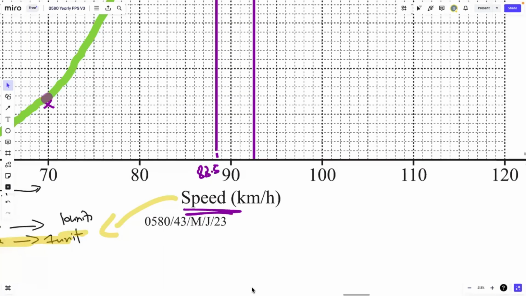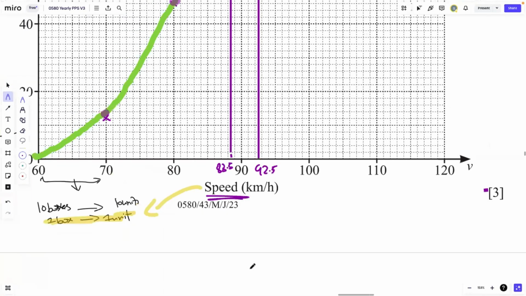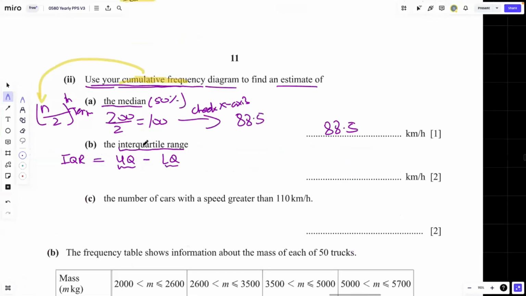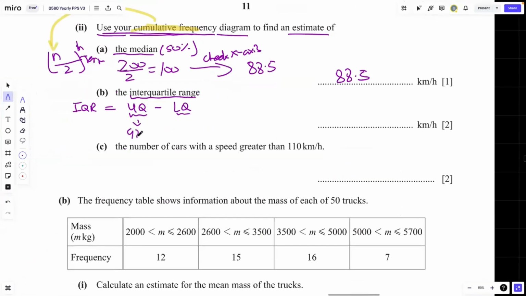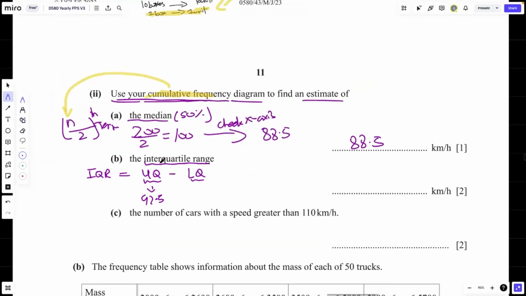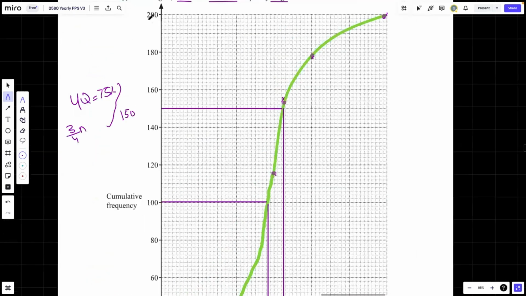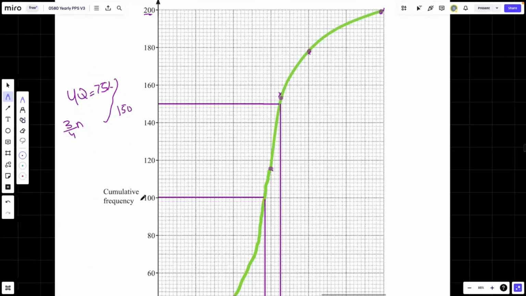So approximately, we are getting somewhere between 92 and 93. So that's 92.5. Let's call that 92.5. For the upper quartile, we are getting the answer to be 92.5. Make sure to check the y-axis and x-axis against the y value that you got, because you found the total frequency was 200, so you found the 75% is 150.